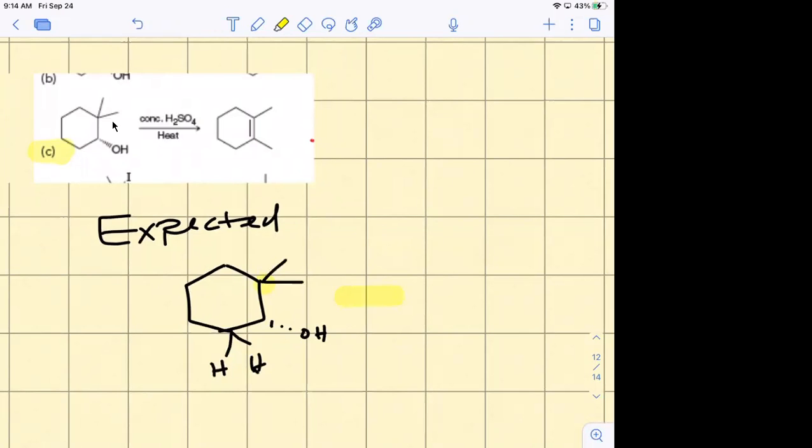You said product, because there's no what on the carbon? No hydrogens. Okay. That's a quaternary carbon. It's got 4 groups already on it. Right. So the expected product under normal circumstances, you would expect to get this as a product. But that's not observed.